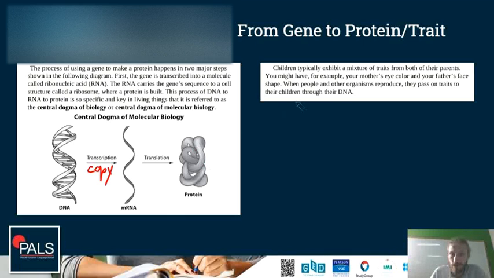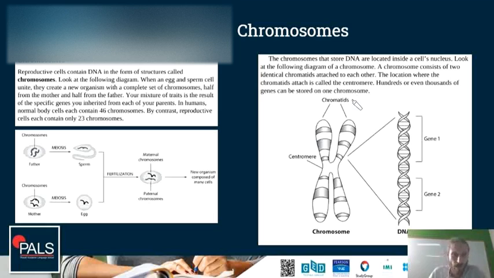As you know, children typically exhibit a mixture of traits from both of their parents. You might have, for example, your mother's eye color and your father's face shape. So when people and other organisms reproduce, they pass on these traits to their children through their DNA. And during reproduction, DNA is passed on to the offspring of the parents. How that exactly works, we will see here.